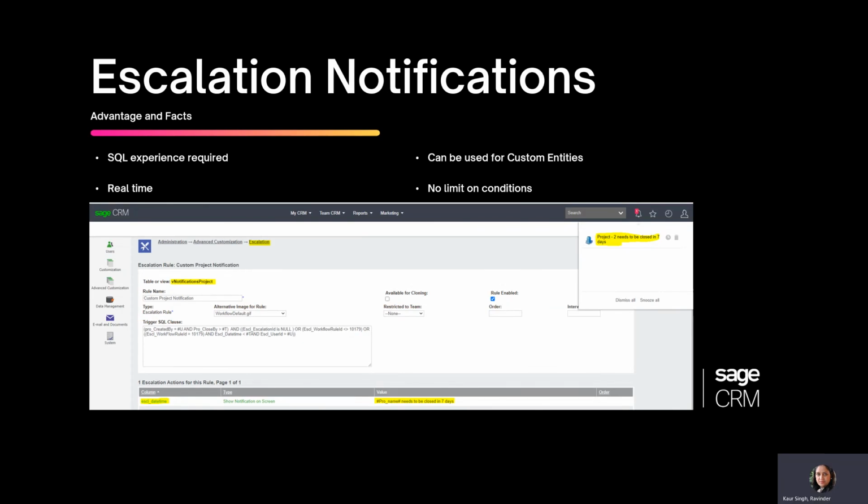There are a few advantages when using escalation rules over quick notification. First one, they have no limitation on the number of conditions. And secondly, escalation notification can be set up for custom entities as well. For example, in the screenshot, I have used a custom entity called project to trigger an escalation notification for the user assigned the project. You can see an on-screen notification for the assigned user is triggered to notify the user that the project should be closed in the next 7 days.